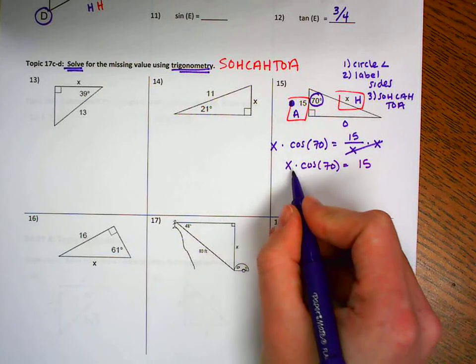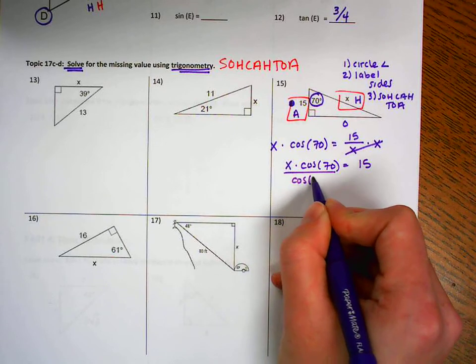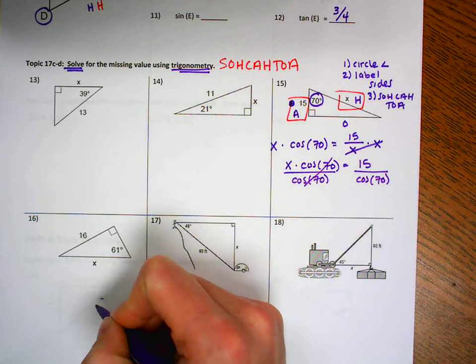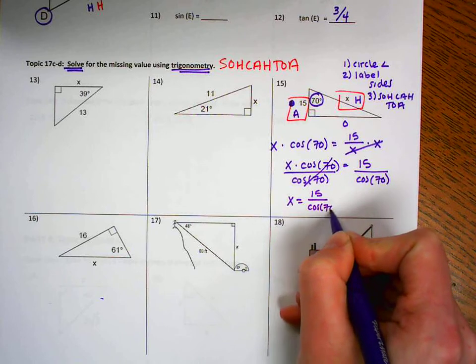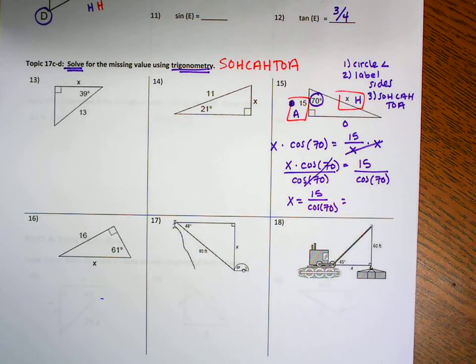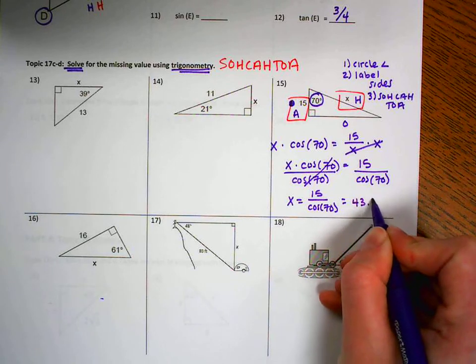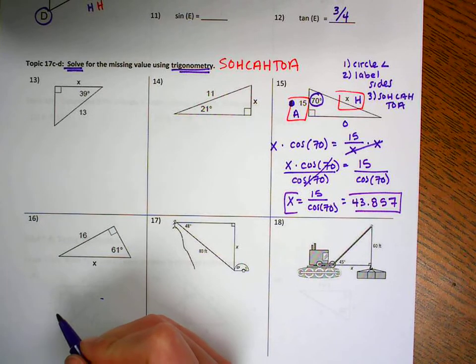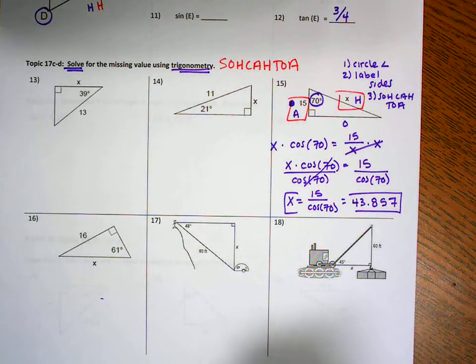Well, I still want x by itself. Right now it's multiplied by cosine of 70, so to undo that, I'm going to divide both sides by cosine of 70. When I do that, I now have x equals 15 over cosine of 70, and I can type that into my calculator. So I'll do that really fast. Okay, and that's going to give me an x value of approximately 43.857. Now, for those of you in my classroom, I've asked you to round to the thousandths place, but some of you in other classes have been given different rounding instructions, so make sure you follow what your teacher is asking you to do.